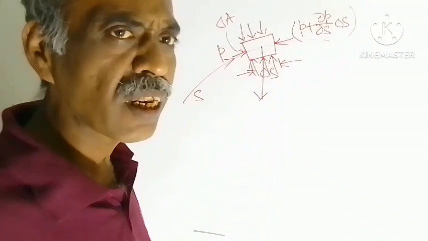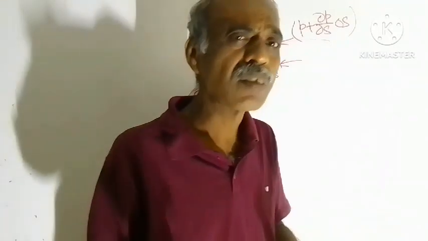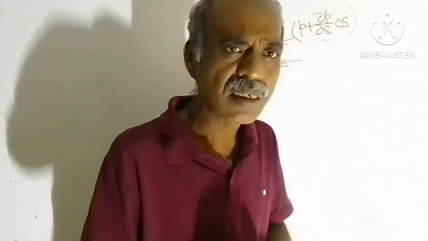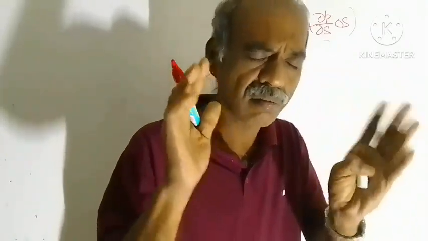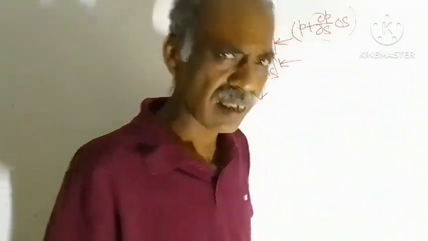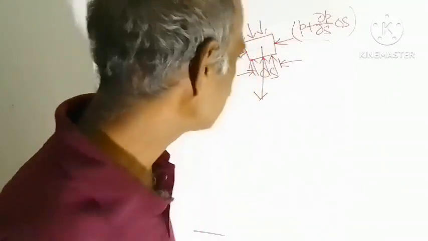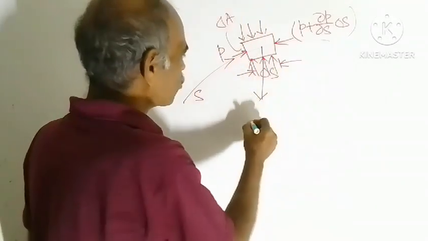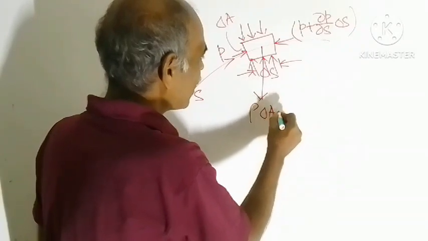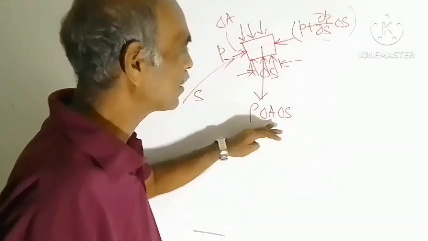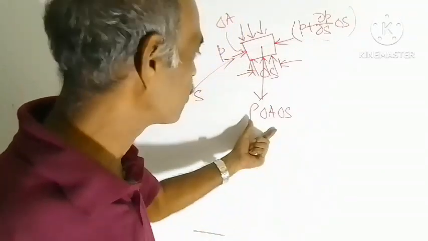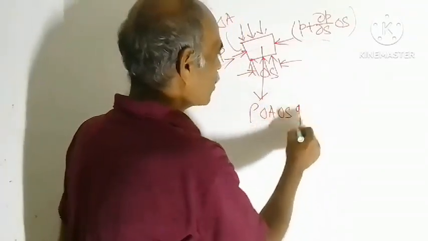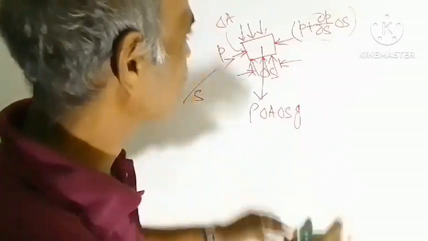Therefore, what is the mass of the fluid element? Mass is how much? Volume multiplied by the density. And weight is how much? Mass multiplied by acceleration due to gravity, that is small g. Therefore, mass of this fluid element is rho into delta A into delta S. Delta A into delta S is the volume, rho is the density, so this becomes mass, and multiplied by g, this will give you the weight.